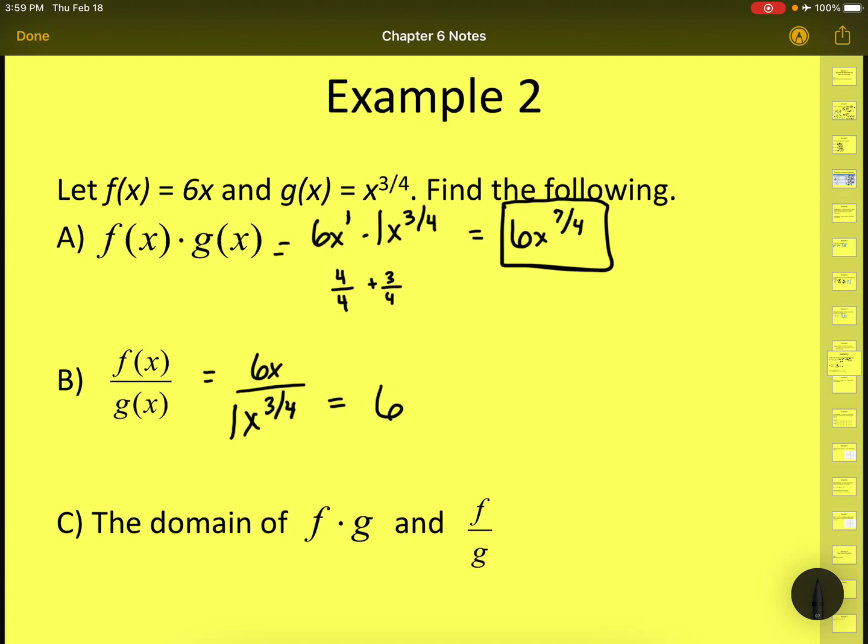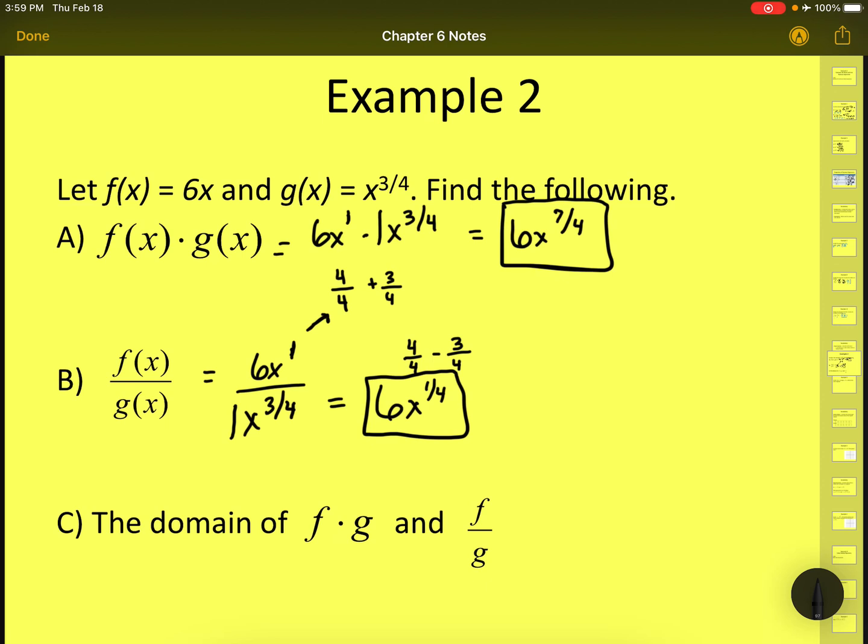Okay, but remember on top of that x, you have an exponent of 1. You just can't see it. And we said before, well, that's 4/4. So we're doing 4/4 subtracted 3/4 this time. So we get 1/4. So it'd be 6x to the 1/4 for this one.